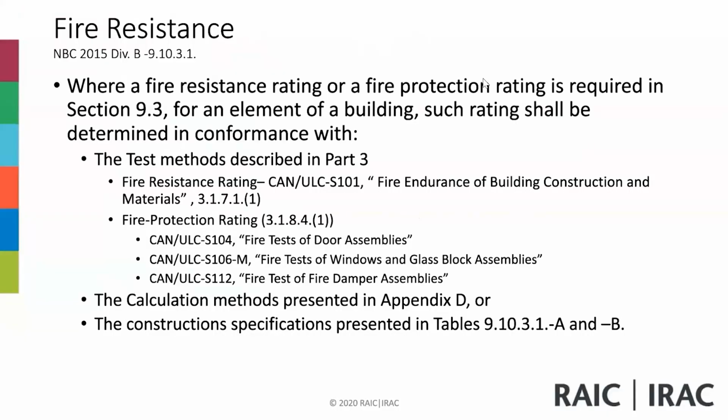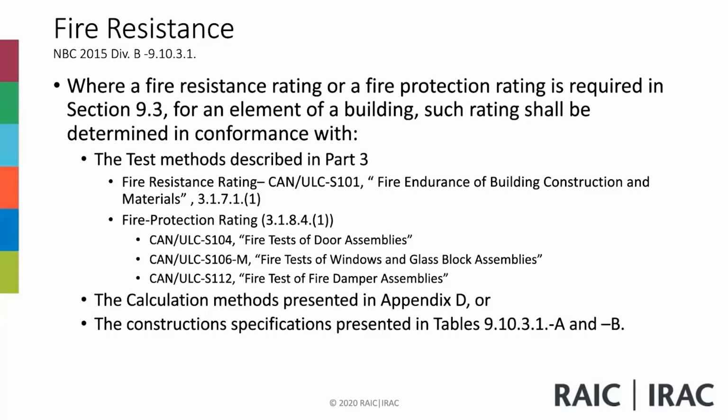If you look up 9.10.3.1, where a fire resistance rating or fire protection rating is required in section 9.10 for an element of a building, such rating shall be determined in accordance with the test methods in Part 3. For fire resistance it is CAN/ULC-S101. For fire protection rating it is CAN/ULC-S104 for door assemblies, CAN/ULC-S106 for fire tests of windows and glass block assemblies, and ULC-S112 for fire tests of fire damper assemblies. The calculation methods presented in Appendix D are an option.